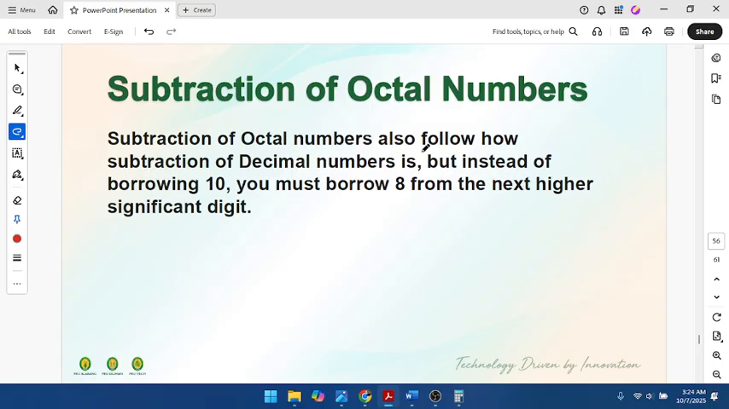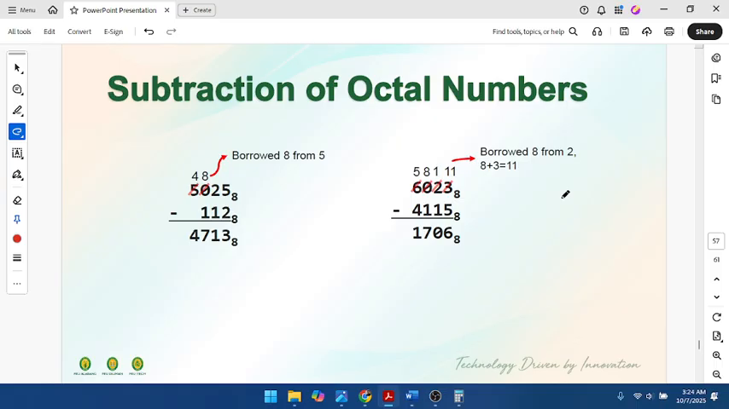So subtraction of octal numbers will also follow subtraction of decimal numbers. But instead of borrowing 10, you must borrow 8, no? From the next higher significant digit. Ayan po.